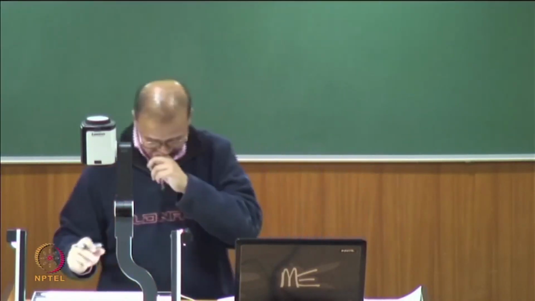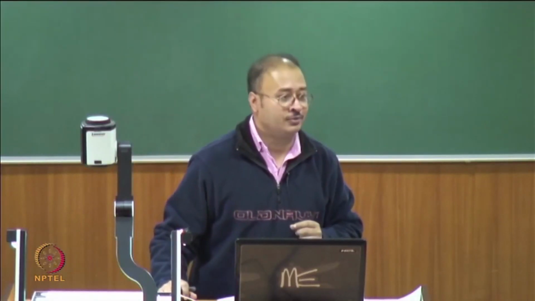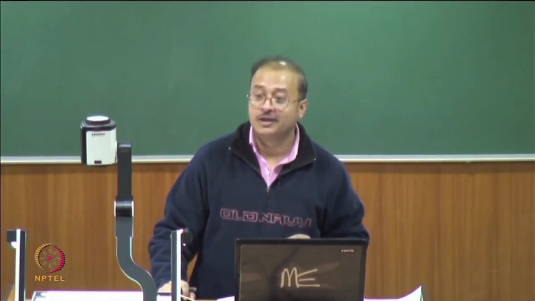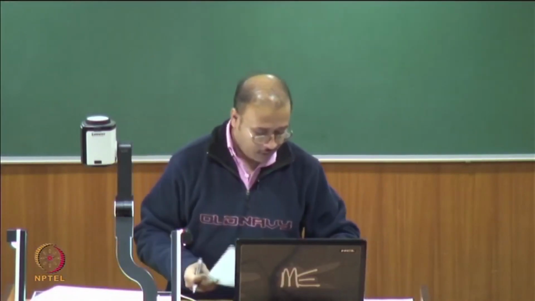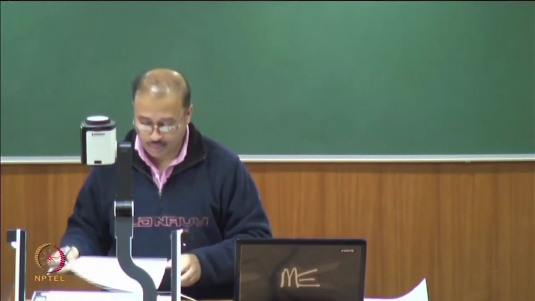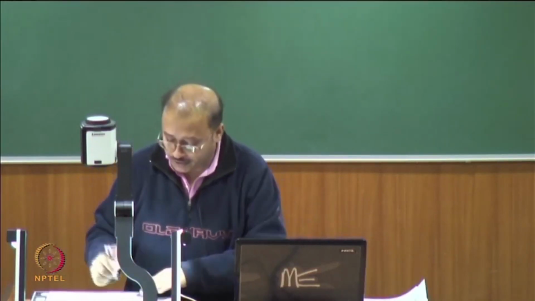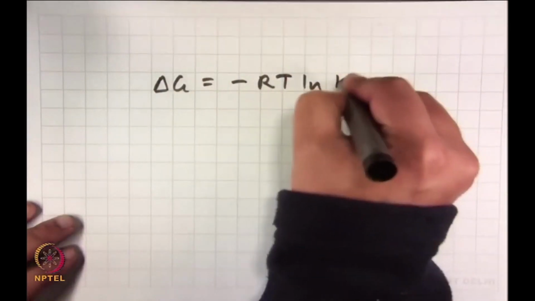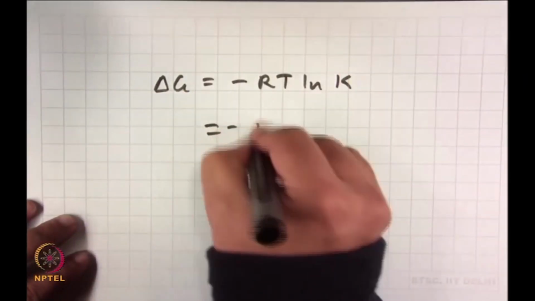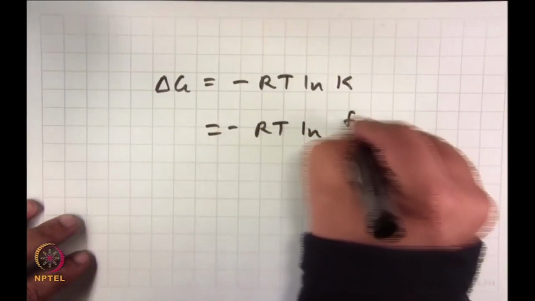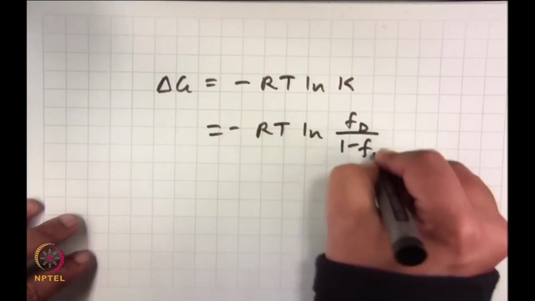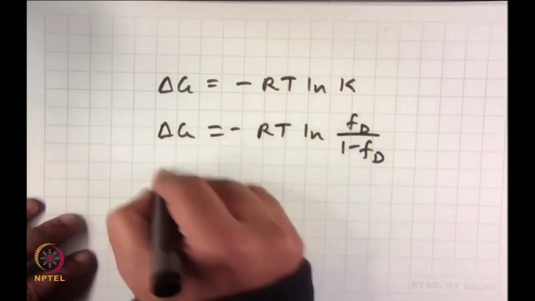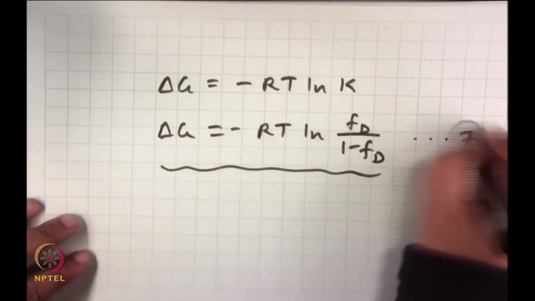Okay, makes sense. Now, what is the last piece of information I need? There is still one connecting equation we have to connect. Remember, we are always going for delta G, free energy. So, the last equation is the last piece of the puzzle, that delta G is equal to minus R T ln k equilibrium, or minus R T natural log f of d by 1 minus f of d, and there should be 7.